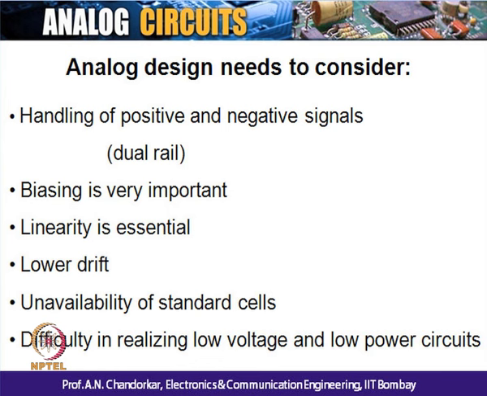Analog design needs to consider handling of positive and negative. Last time we said, so we just repeat from there. In the case of analog, and I will show you later, biasing is very, very important. Linearity is essential. This is one problem I will solve today, or one expression I will derive for you. We just now said noise: since both signal and noise will go through a system, if your noise is higher, the system does not tolerate it, and then it will pass more noise than the signal. We also want lower drifts.